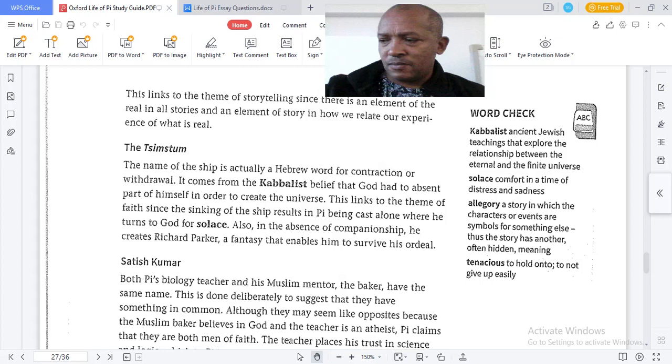The theme of faith, since the sinking of the ship results in Pi being cast alone, where he turns to God for solace. Okay, Tsum Tsum actually means contraction or withdrawal. In other words, God had to empty some of himself to create the universe. Then also, in the absence of companionship, he creates Richard Parker, a fantasy that enables him to survive his ordeal. So under survival, he creates Richard Parker in storytelling.